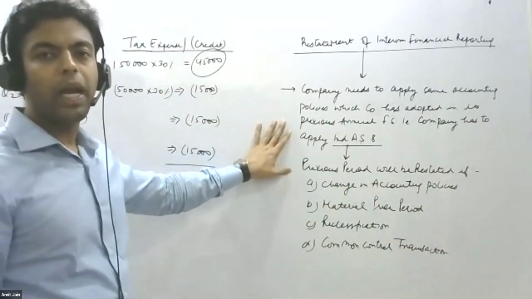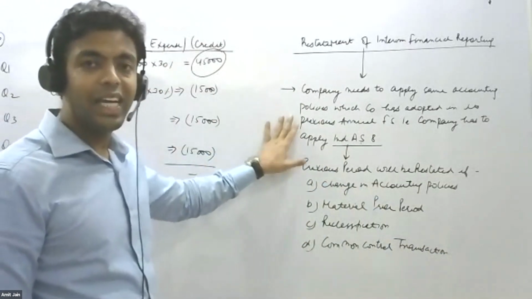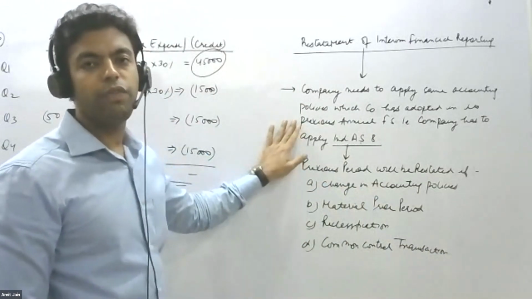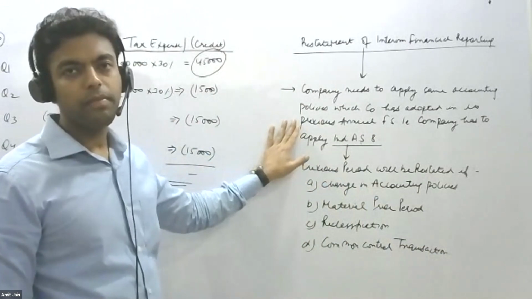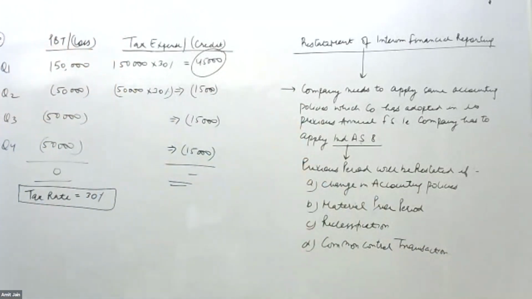And the company needs to apply Ind AS 8. The company needs to apply the Ind AS 8 standard, which the company must have applied in the previous full annual financial statement itself. Right, guys? So this is the guidance on the restatement of interim financial reporting period.